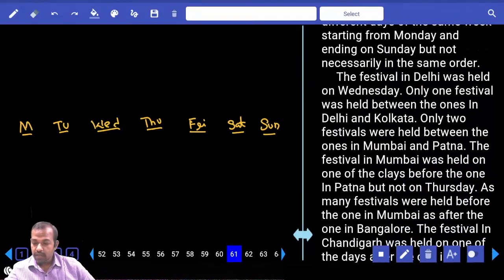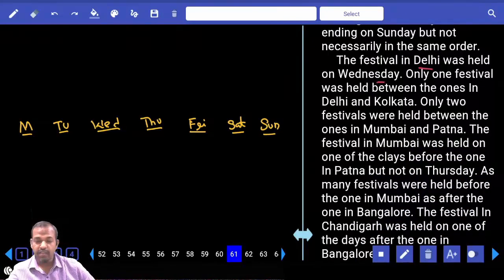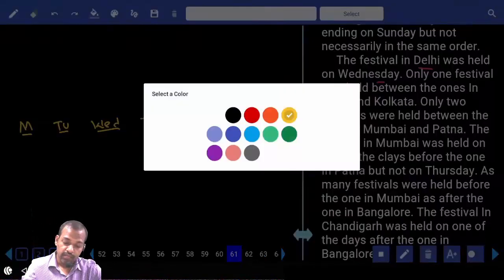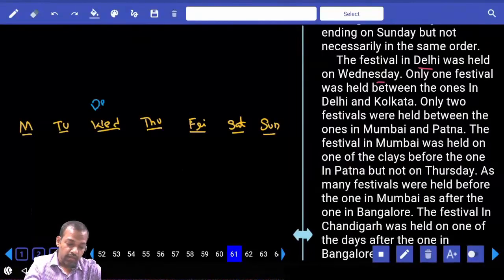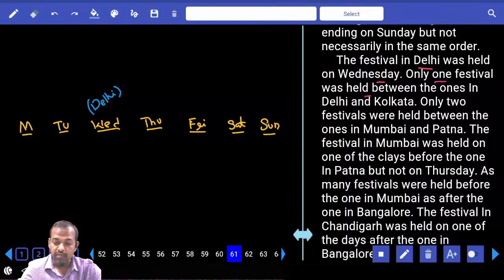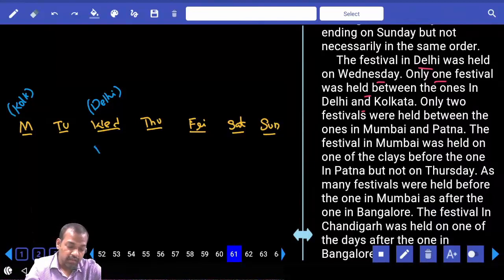Next one. The festival in Delhi was held on which day? Wednesday. Delhi was held on Wednesday. Next one. Only one festival was held between the one who is in Delhi and Kolkata. Between Delhi and Kolkata, how many festivals were held here? Only one. Now tell me, in this case, two possibilities you will get or not here? So Kolkata can be on Monday or Kolkata can be on Friday. Two possibilities here.